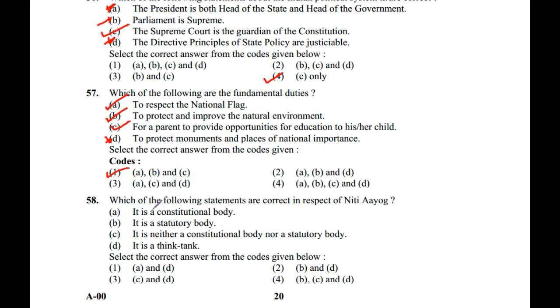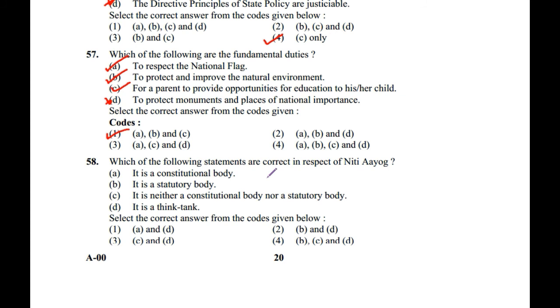Now question number 58. Which of the following statements are correct in respect of Niti Aayog? It is a constitutional body. It is a statutory body. It is neither a constitutional body nor a statutory body. It is a think tank. So its correct option would be C and D. So it matches the third option. So the third is the correct answer.